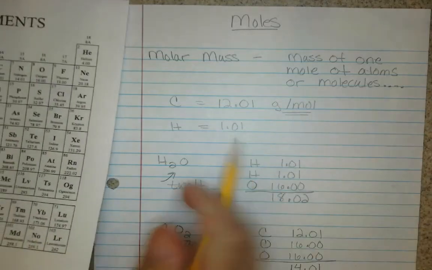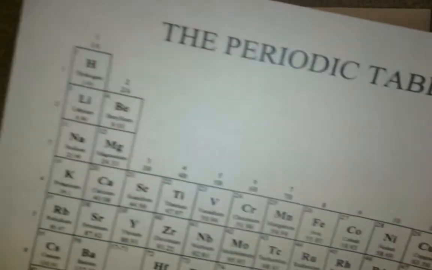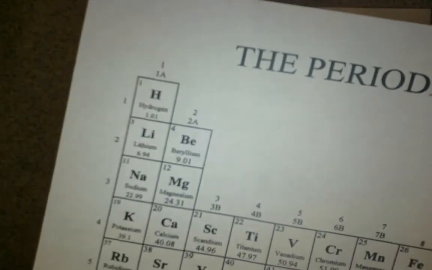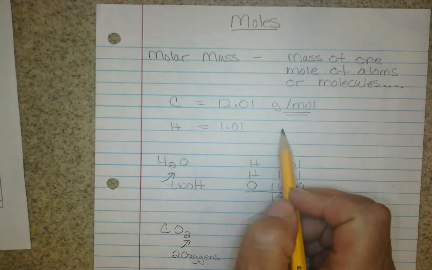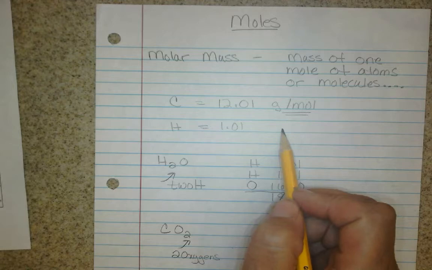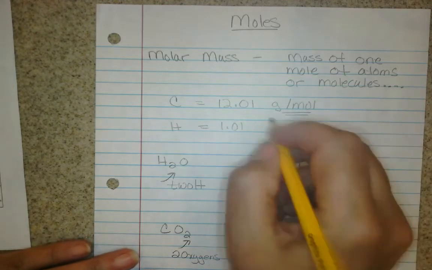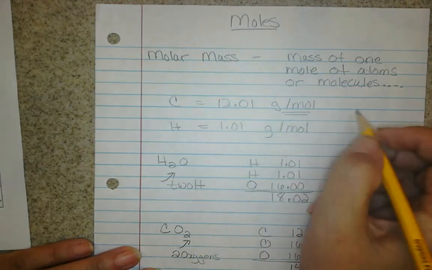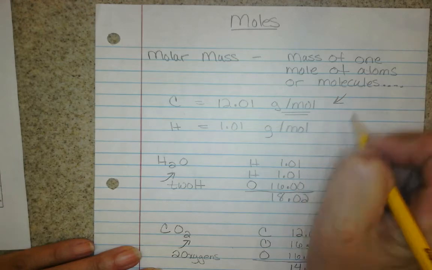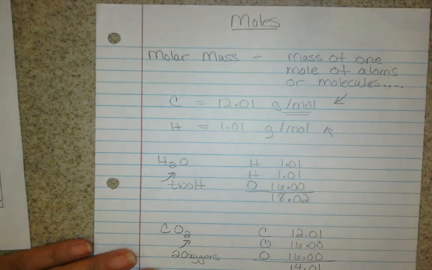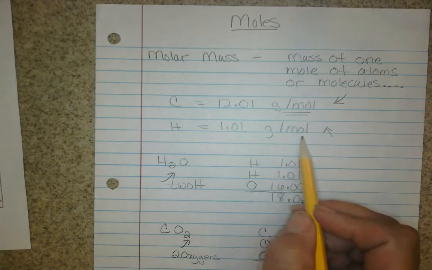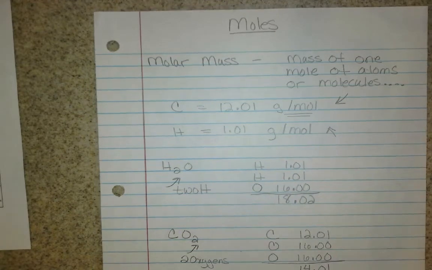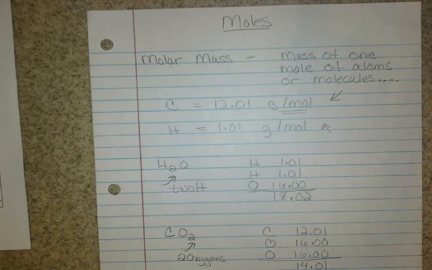If I look up hydrogen on my periodic table, hydrogen weighs 1.01. 1.01 what? Peanuts? 1.01 grams per mole, okay? This is a common mistake at the beginning. What are the units for our molar mass? Well, our molar mass is how many grams are in 1 mole. It's grams per mole.